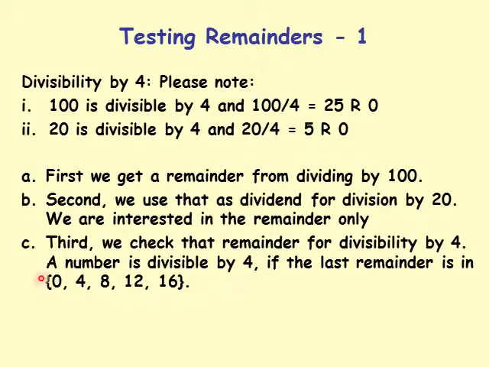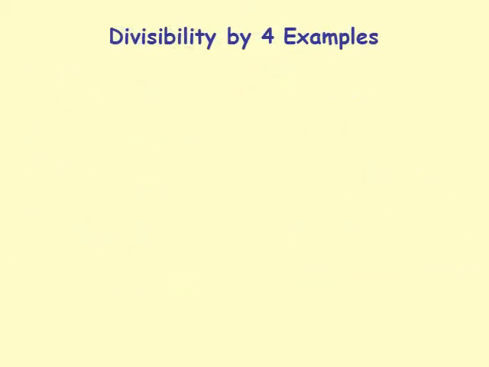Okay, and so if the remainder is in 0, 4, 8, 12 or 16 after I subtracted multiples of hundreds and then multiples of 20s, to get a remainder which is less than 20, then the number we started with is divisible. Okay, examples.